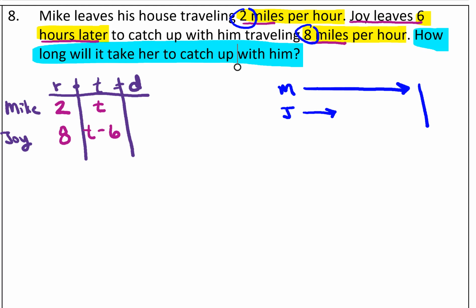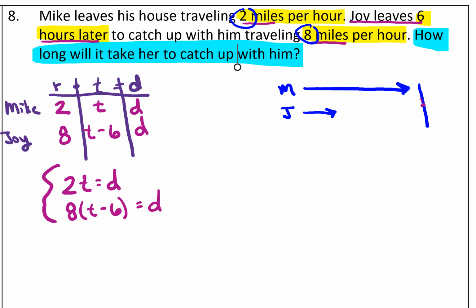Now, they're going to catch up at the same exact point. So that means their distances are the same exact number. So they're going to have d for distance. Now we have our system because all our boxes are filled in. So this means that 2 times t equals d, and then we have 8 times (t minus 6) equals d. And this is set up for substitution.